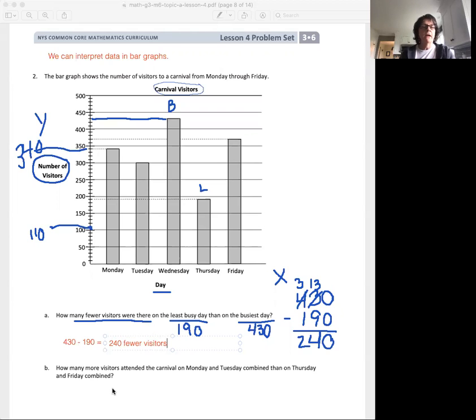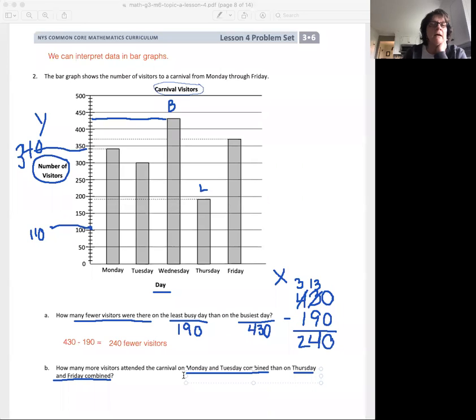All right. Question B says, how many more visitors attended the carnival on Monday and Tuesday combined than on Thursday and Friday combined? Wow. So it looks like I'm going to have to look at the numbers for Monday and Tuesday and combine them. And then I will have to look at the numbers for Thursday and Friday and combine them. Again, I'm going to type my numbers or draw them above the days of the week so that I can keep my work organized.